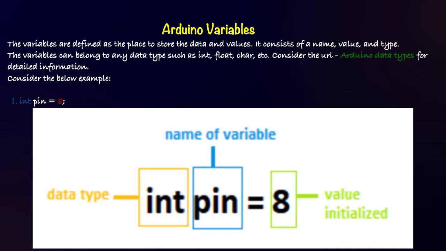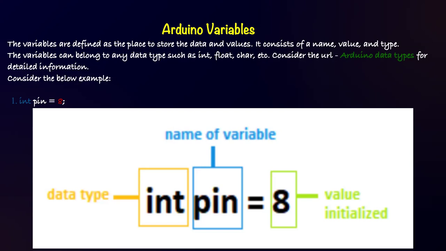So the variables, what are these? These are defined as the place to store the data and value. Whenever we are declaring any data or any value, variables are the place where we can store it. If you can see in this snippet over here, you see int basically refers to integer.